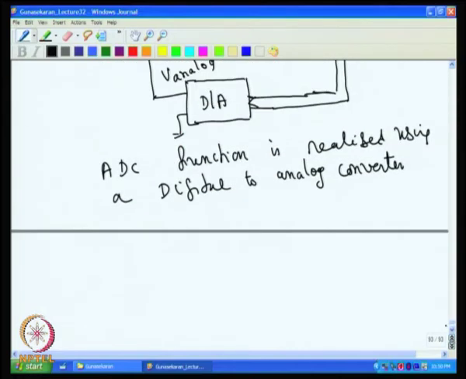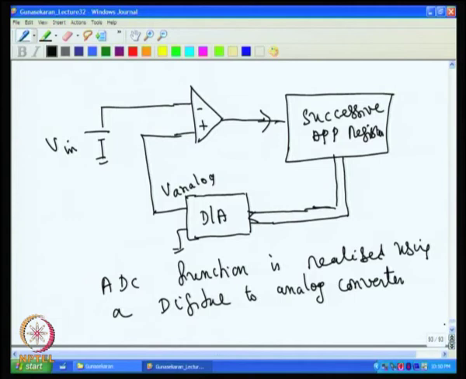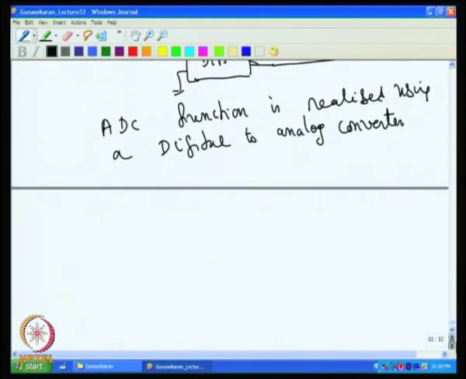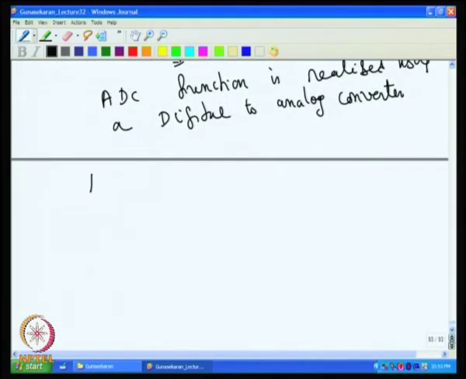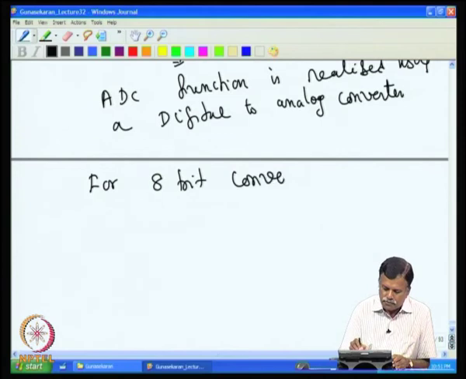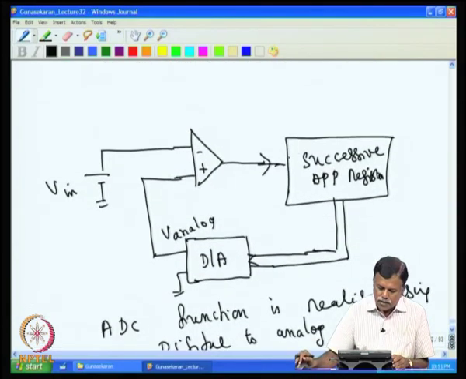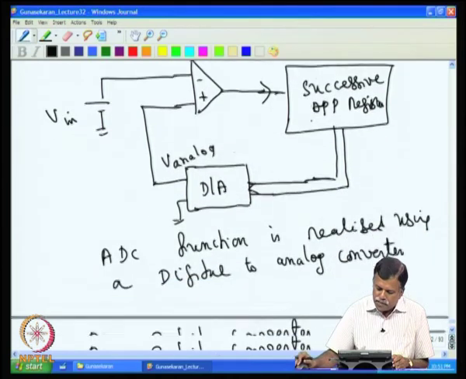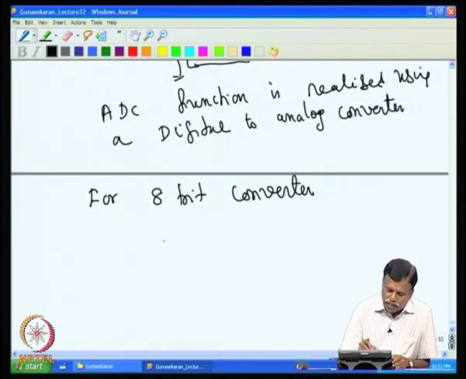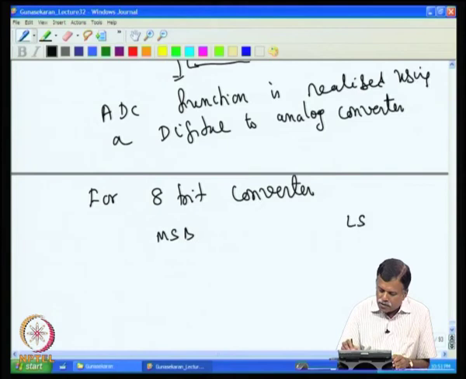Now, the converter works like this. For example, for an 8-bit converter, we will have 8 bits. So, we will have the MSB here, and then we have the LSB, the least significant bit, here. So, I assume that we have 8 bits.